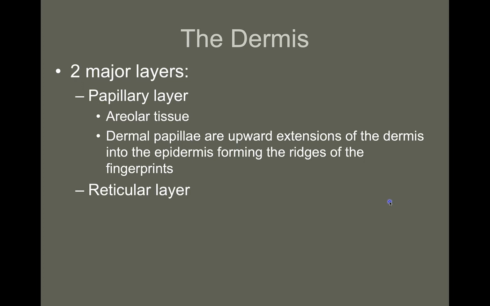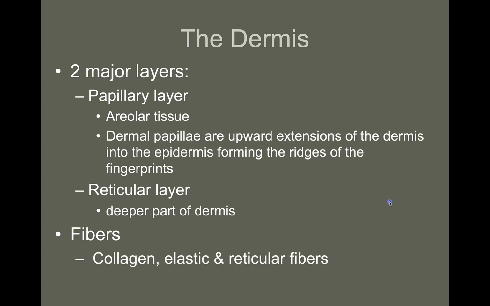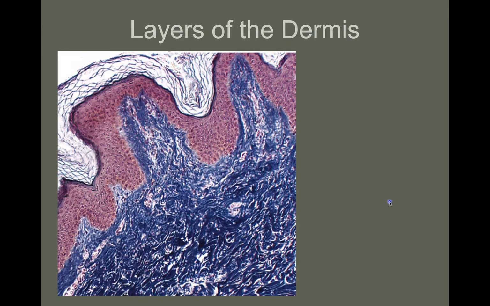The reticular layer is a little deeper, and this is where we said this was our dense, irregular connective tissue. And in our dermis, we'll see that we find collagen, elastic, and reticular fibers scattered throughout. So let's look at what that looks like under a microscope.